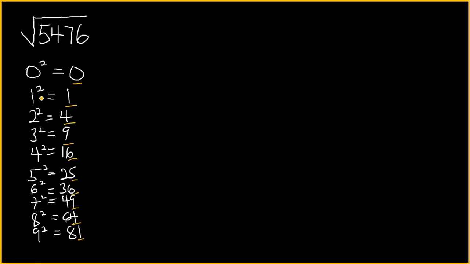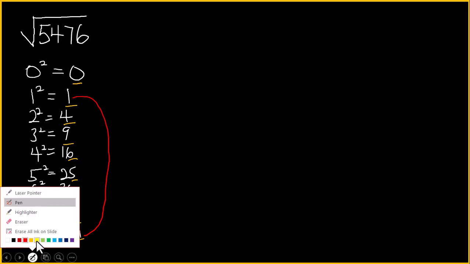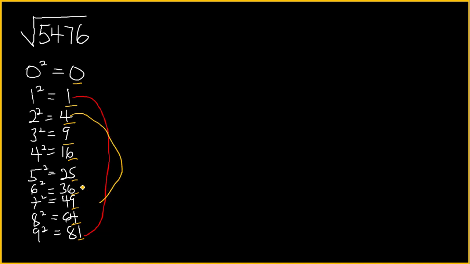So as we can see, 1 squared and 9 squared have the same last digit. 2 squared and 8 squared have the same last digit. 3 squared and 7 squared have the same last digit. 4 squared and 6 squared have the same last digit. Okay, so looking at this, 5 squared and 0 squared are the odd ones. They differ from these numbers.